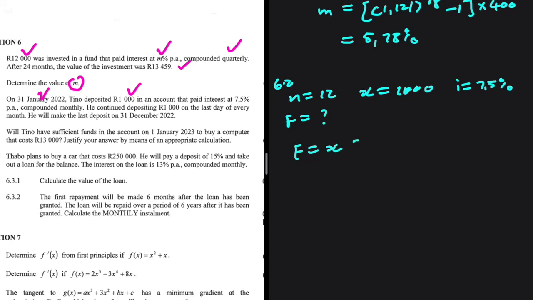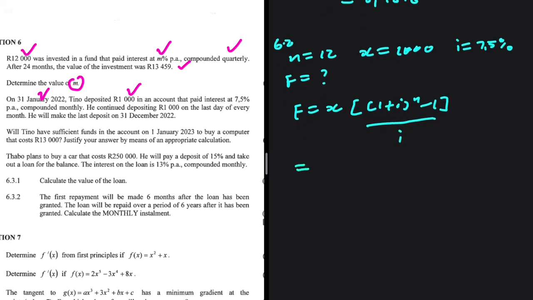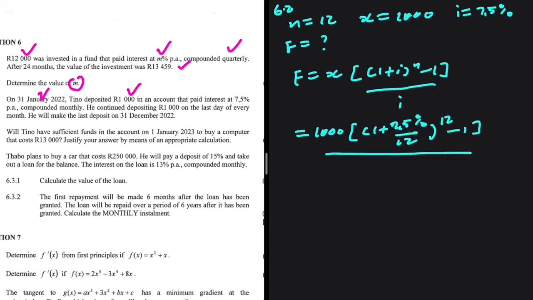It's going to be equal to x multiplied by (1 plus i) to the power n, minus 1, everything divided by i. Let's go ahead and substitute. The value of x, our monthly contributions, is 1,000 multiplied by 1 plus the interest, which is 7.5% divided by 12. We divided by 12 because it is compounded monthly. Everything to the power 12 minus 1, divided by the interest. The interest again, 7.5%. We're still dividing that by 12 because it is compounded monthly.